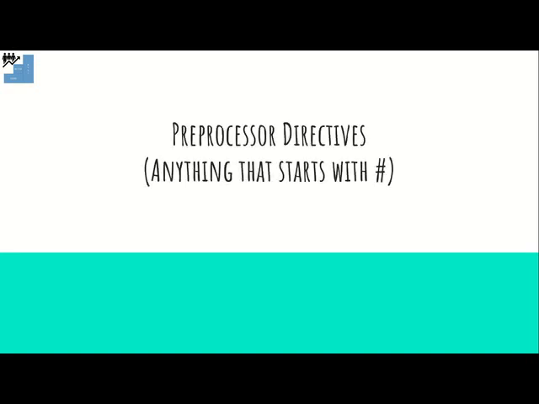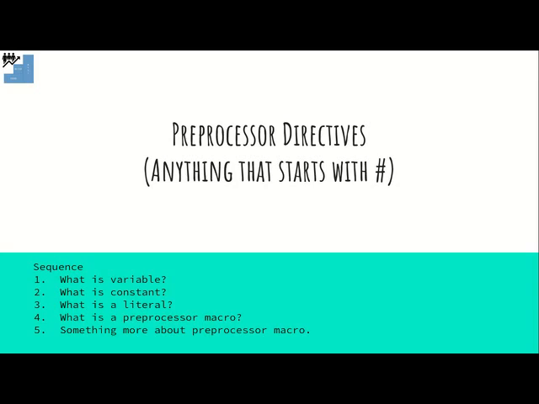Today we'll understand what preprocessor directives are. For now, just keep in mind that anything that starts with a hashtag in the code is a preprocessor directive. We'll follow this sequence: first the relative comparison of variable, constant, literal and preprocessor macro, and then we'll delve a bit deeper into preprocessor macros or directives.